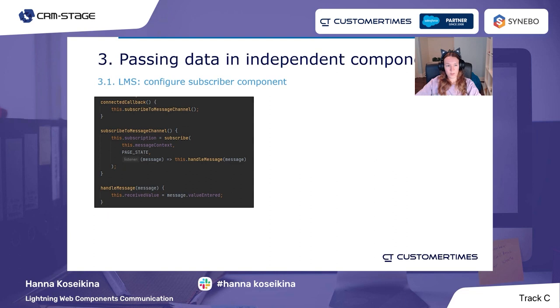When we create the subscription, we save the result of the subscribe method, which is returned by Lightning message service, to a separate property, subscription. And this means that when some event comes through the message channel, which is page state in our case, it will execute the handle message method, which will just do something with the message. Pretty simple.